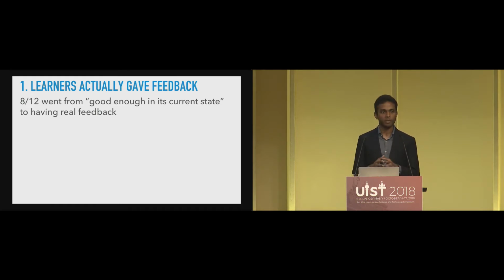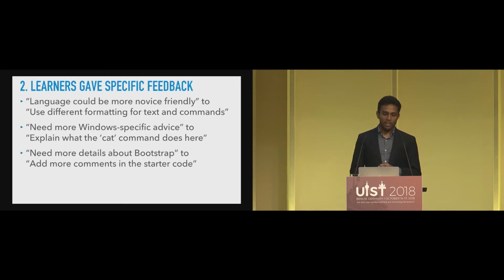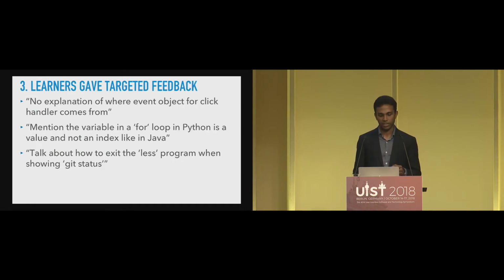So 8 of 12 went from something like "it's good enough in its current state" to having actual feedback. The learners gave very specific feedback. They went from something like "the language could be more noob friendly" to "use different formatting for text and commands," or something like "need more Windows specific advice to explain how the cat command was used here." The learners also gave targeted feedback about where in the tutorial page they wanted the improvements.